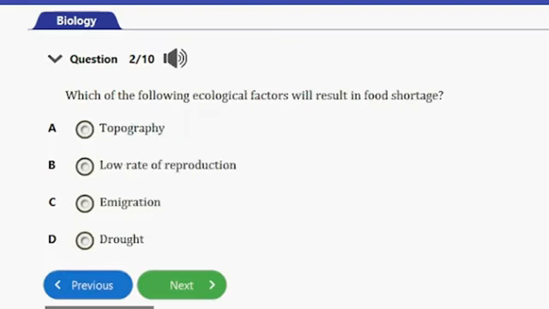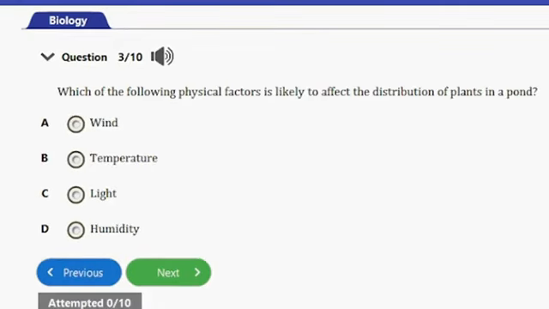Let's consider the next question here. Question number 2, it says, which of the following ecological factors will result in food shortage? A. Topography. B. Low rate of reproduction. C. Immigration. D. Drought. So, guys, the answer to this question is option D here, drought, which is a long period of dryness. We already know that a long period of dryness will result in food shortage, since actually plants need water for their survival.